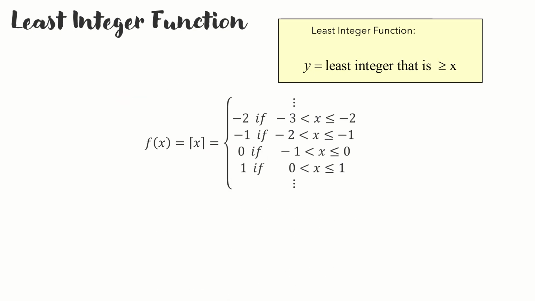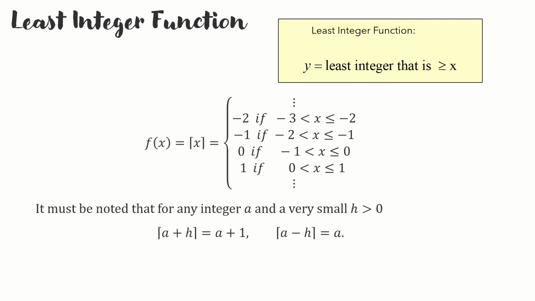Mathematically, we define that as: if x is between -3 and -2, its value will be -2. If it is between -2 and -1, its value will be -1, and so on. And the relation, as I explained in the previous case, would be what? A plus h, least integer value will be a plus 1. We might use this notation later on when we find limits, so you should keep this in mind. So a plus h will give you a plus 1, whereas a minus h will be a. This is an example: -1 plus 0.01 will give you 0, whereas -1 minus 0.1 will give you -1. h must be very small, keeping in mind.